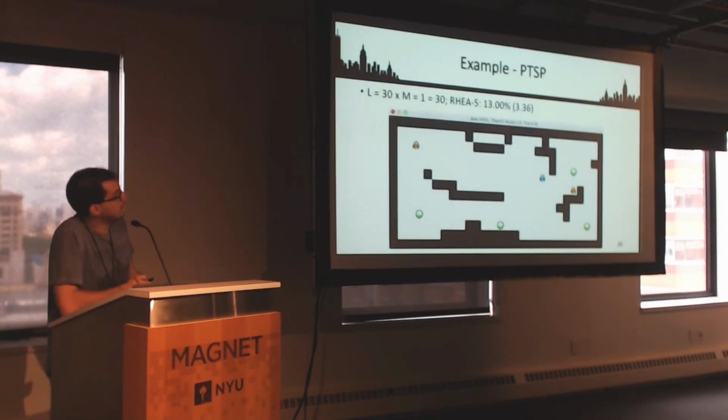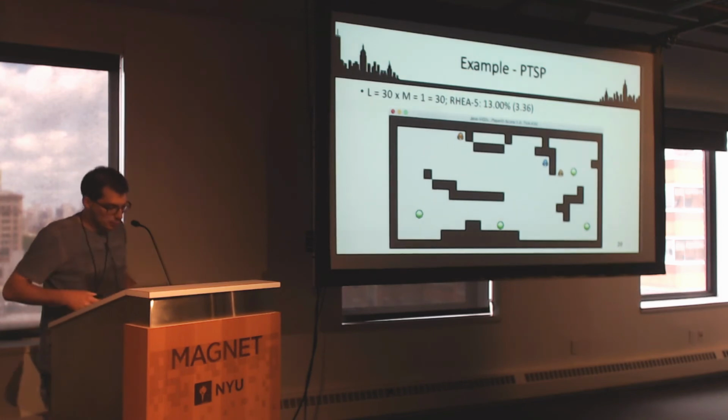Now you'll see a video about PTSP, which I've been mentioning before. Essentially, what this game does is you manage this guy over here, and you move around trying to collect the green dots as fast as you can. And in this version of the game, there are enemies as well that you shouldn't touch. So this is an example when you don't have macro actions.